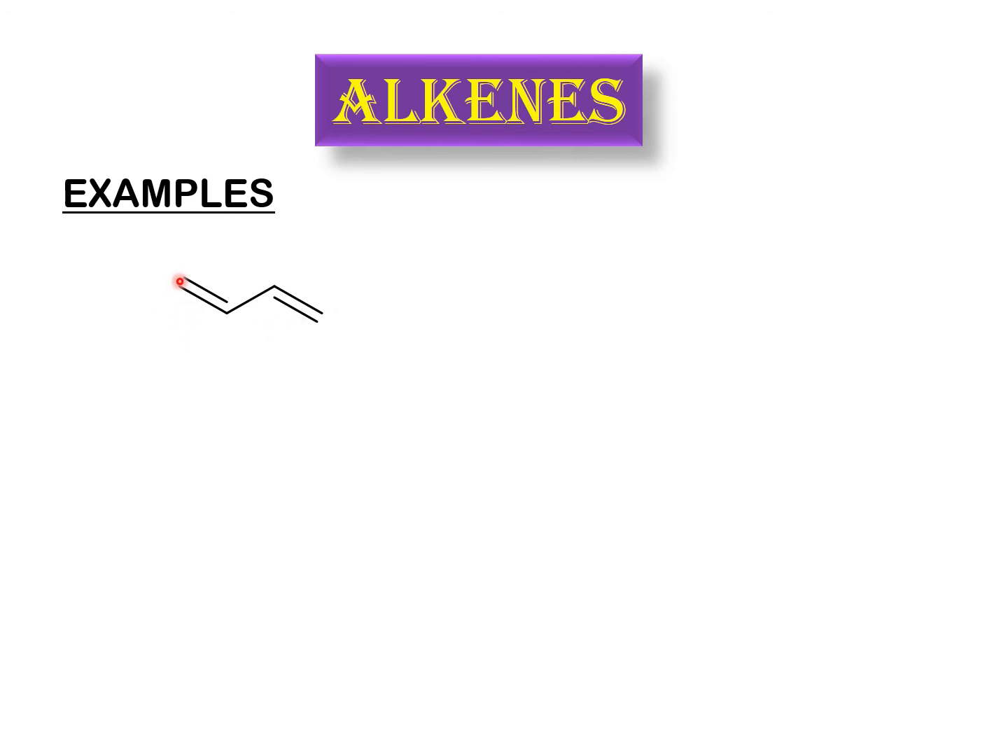So if you start from the left, the double bonds are at 1 and 3. If you start from the right, the double bonds are at 1 and 3. So it's a 1,3-butadiene. Or you can write it as buta-1,3-diene.